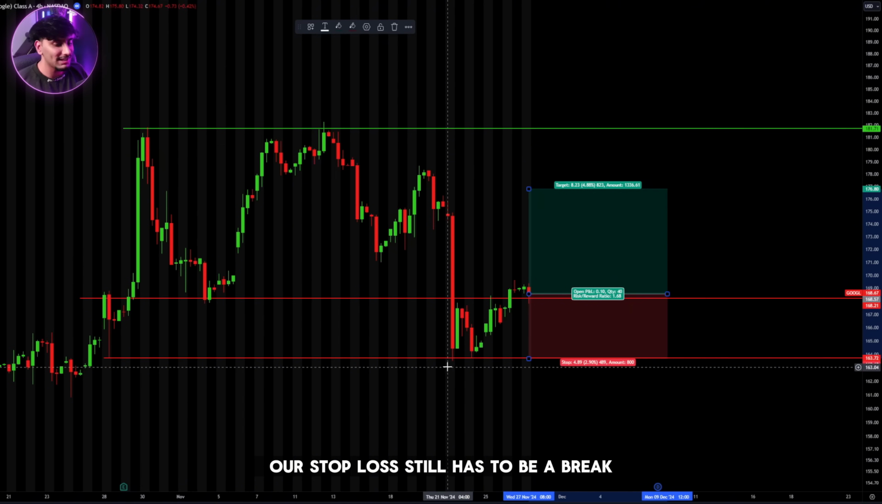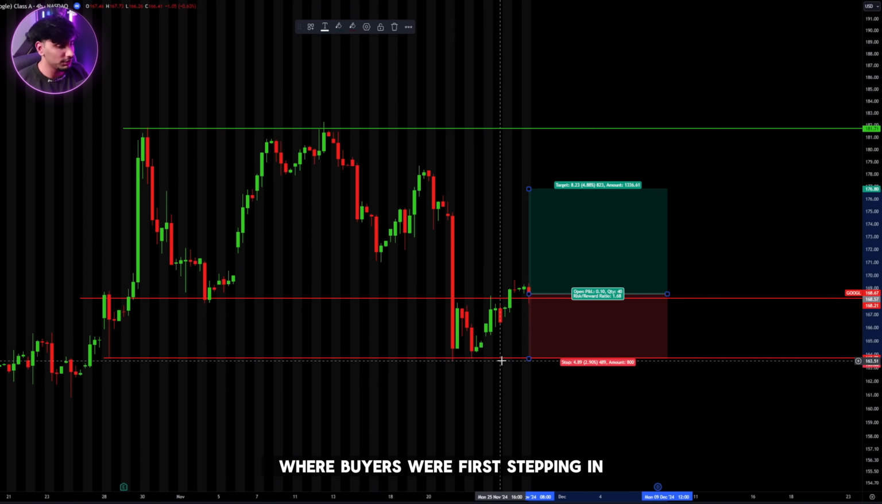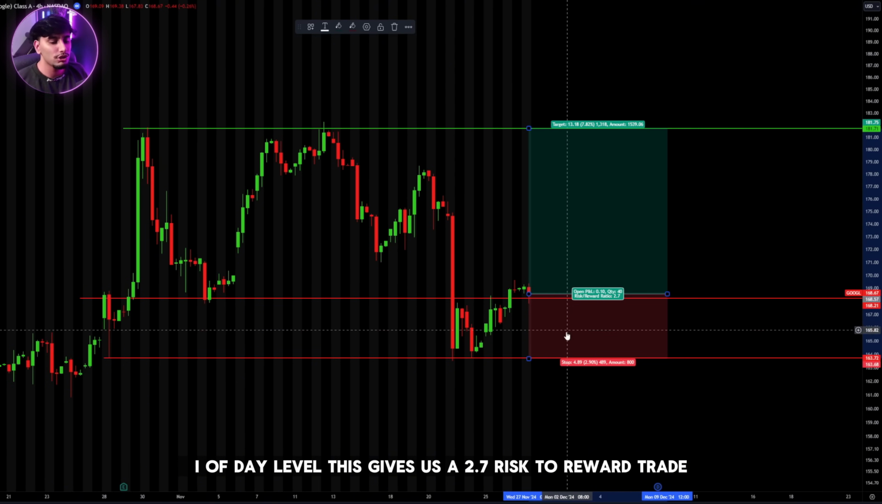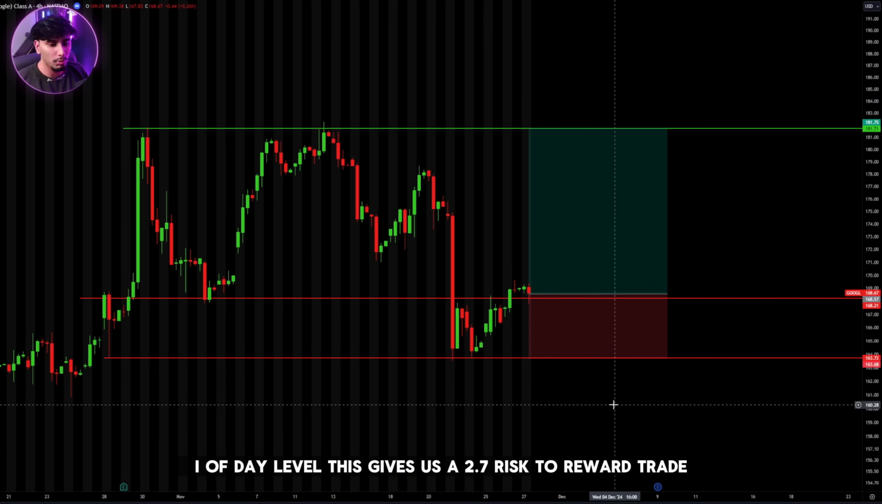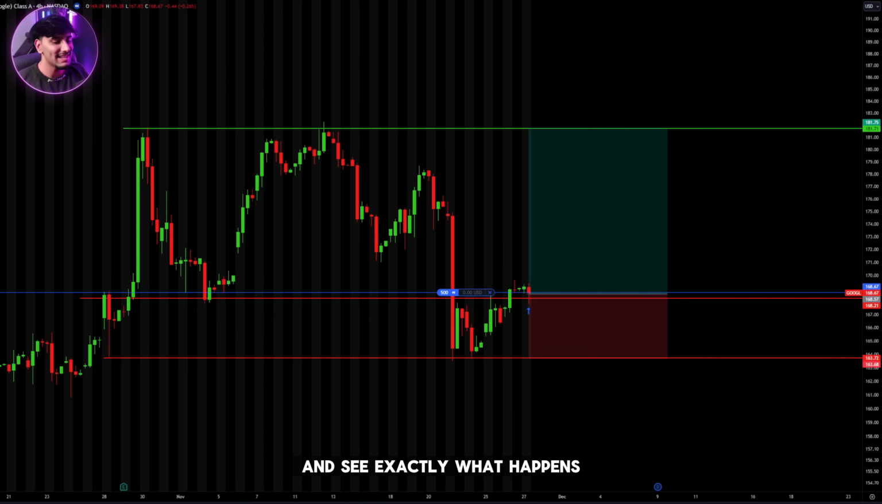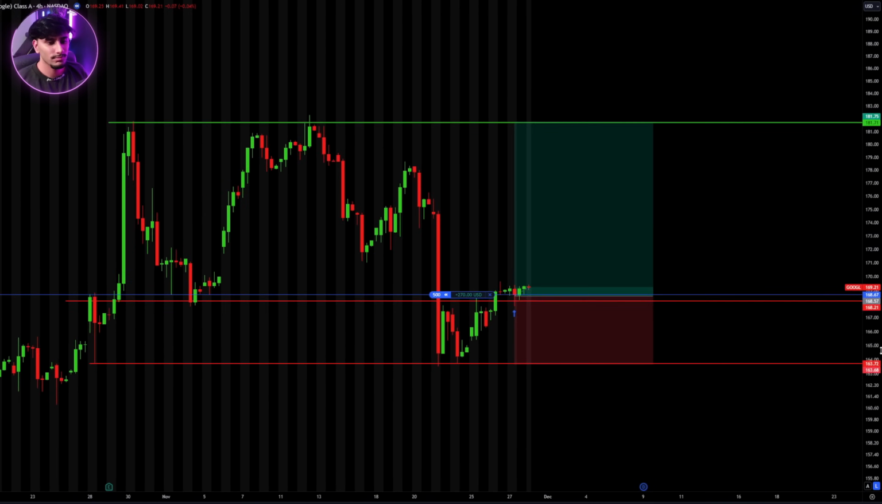Our stop loss still has to be a break where buyers were first stepping in, and our profit target here is simply going to be this high of day level. This gives us a 2.7 risk to reward trade. Let's enter into a long position here and see exactly what happens.